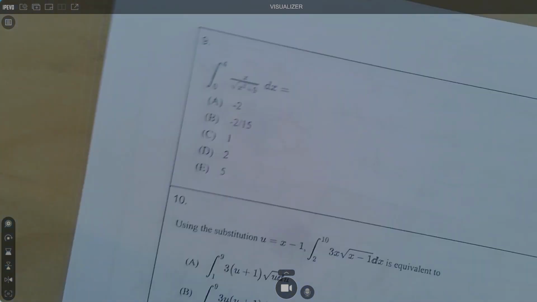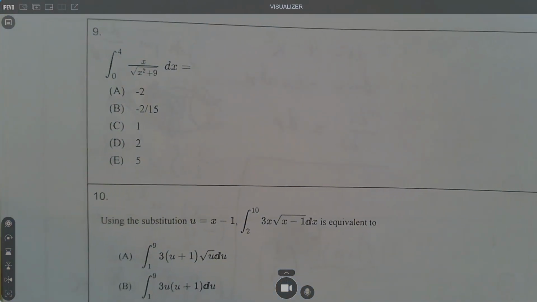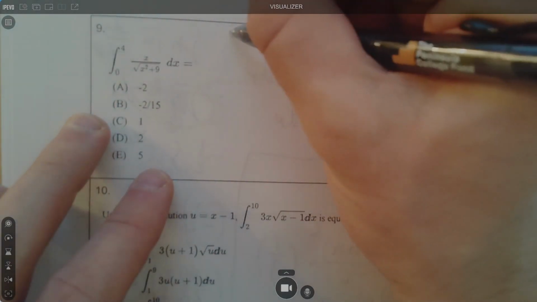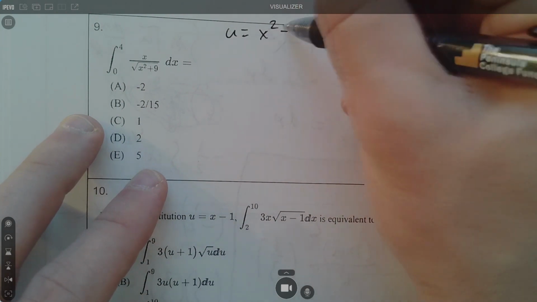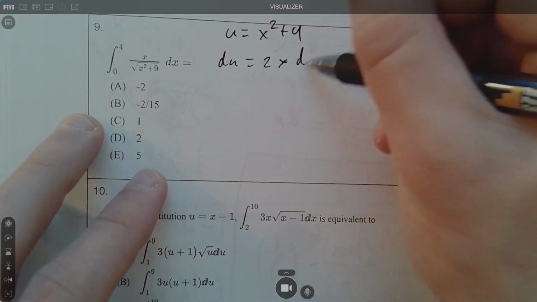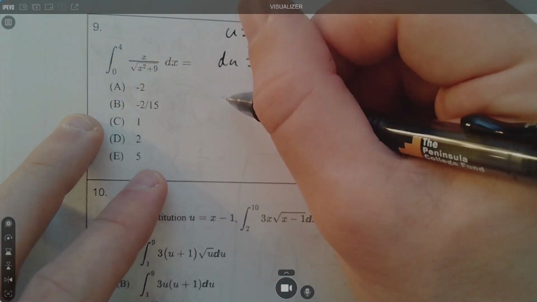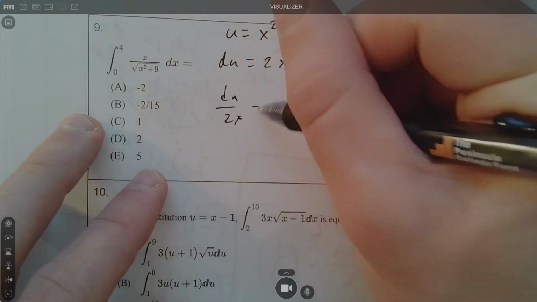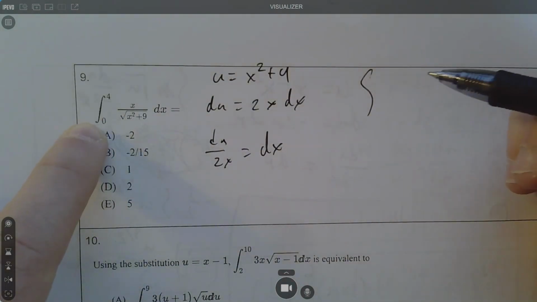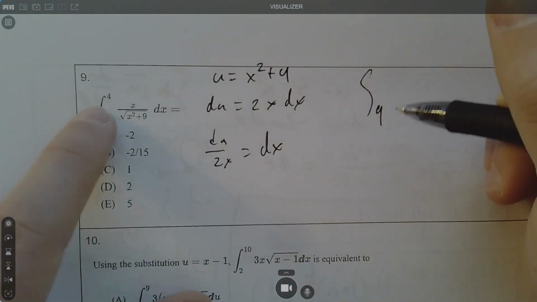9. x over the square root of x squared plus 9. More practice, the same thing, guys. It's a u sub, but it's a definite integral. u is x squared plus 9. du equals 2x dx. So du over 2x equals dx. Let's plug it in. It's going to be the integral. Don't forget to plug in the bounds, 9 and 25.